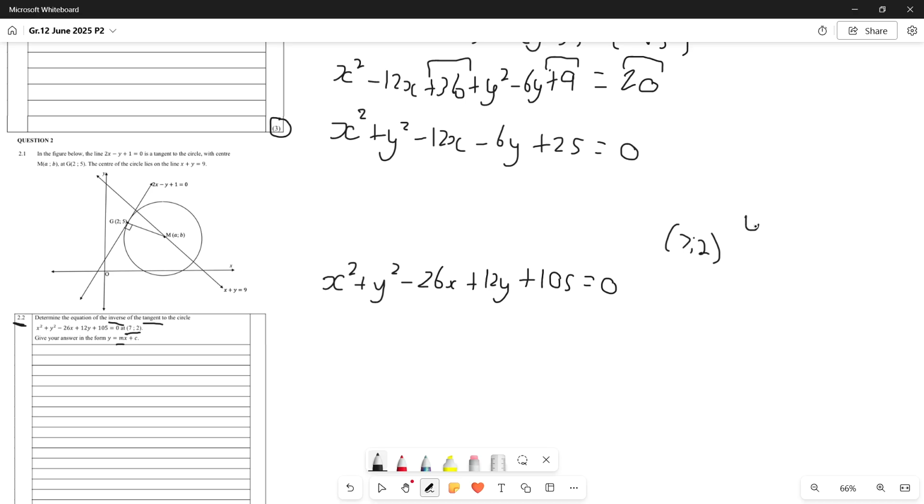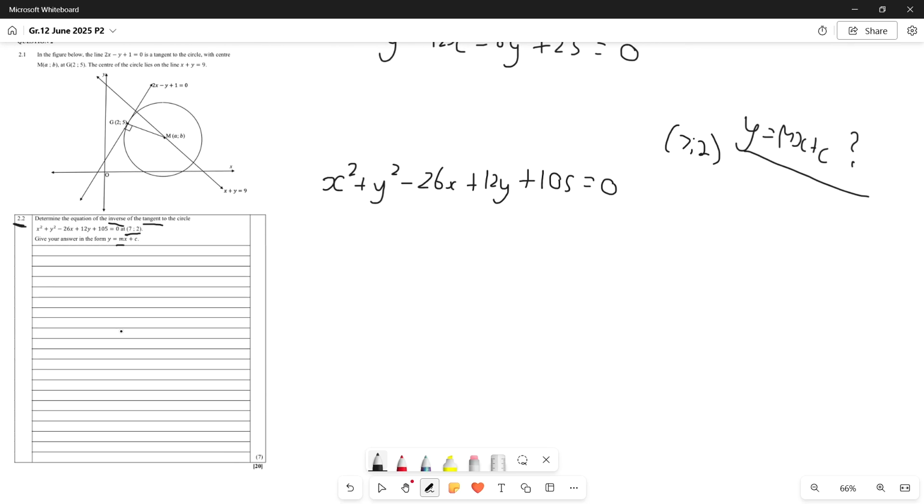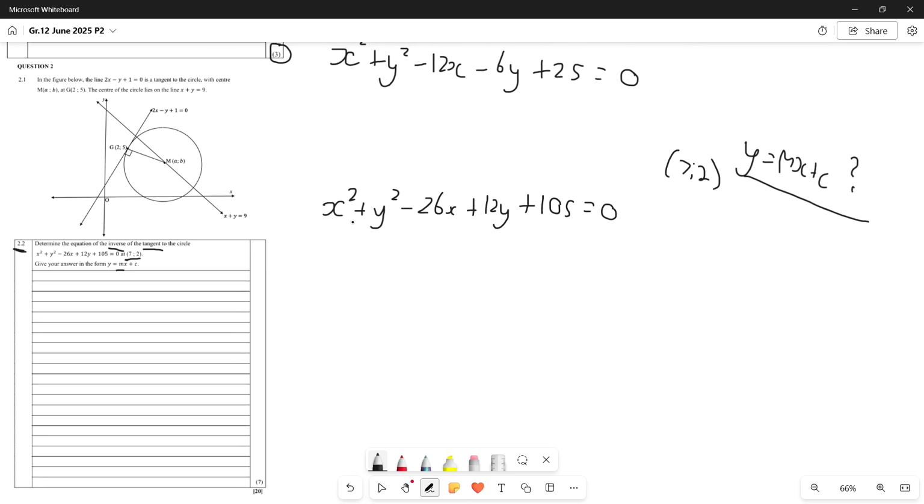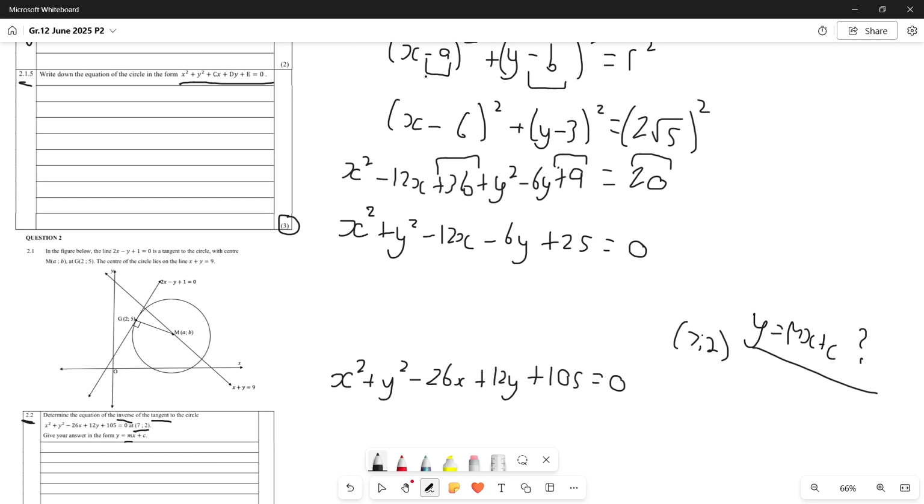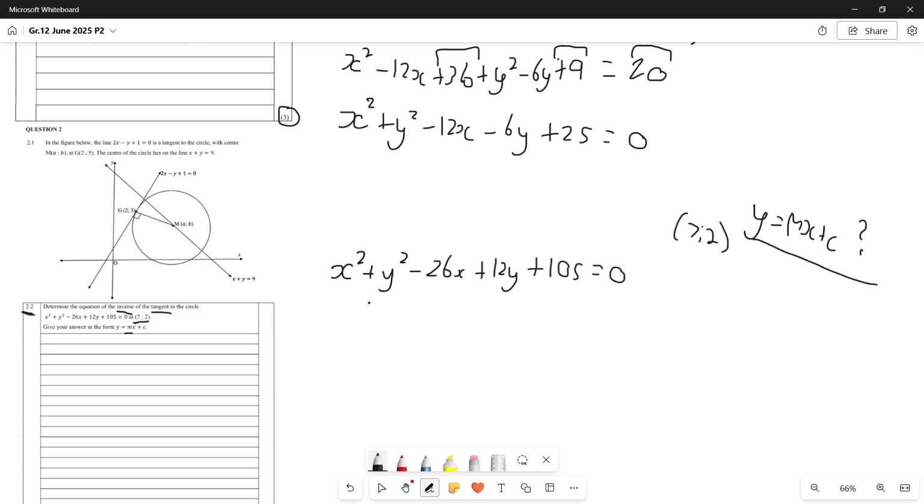We want our answer in the form of y equals mx plus c. So that's our question mark. This is our end goal, and then 7 marks. So first things first, in order to get the a and the b value, like this previous equation up here, we have to complete the square.